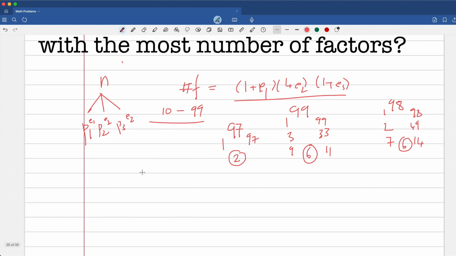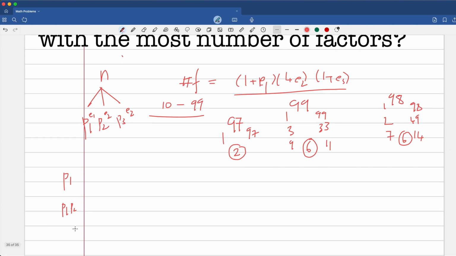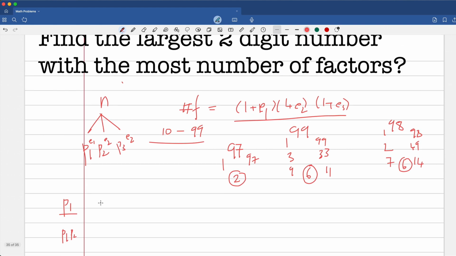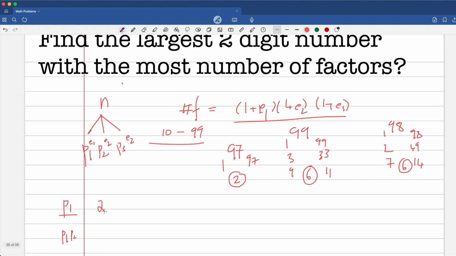Yes, every single number is going to have prime factors. And it could be a single prime factor, which means there's only P1, or it could be P1, P2, or it could be three prime factors, P1, P2, and P3. Okay, now let's take the case of P1. So the smallest prime factor is 2, 2 raised to some power, because this is an example of a number which has only a single prime factor.